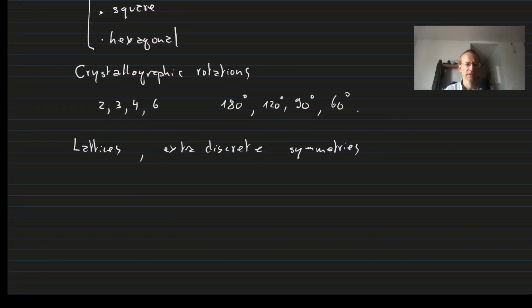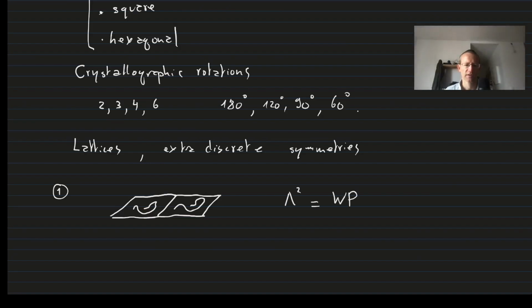The first case is very clear. We have an oblique lattice, so some parallelogram, and then we have some random image inside it, and then we copy this random image in each fundamental cell. Because it doesn't have any extra symmetry, basically the wallpaper group is just a two-dimensional lattice, lambda 2, and this wallpaper group is called P1.